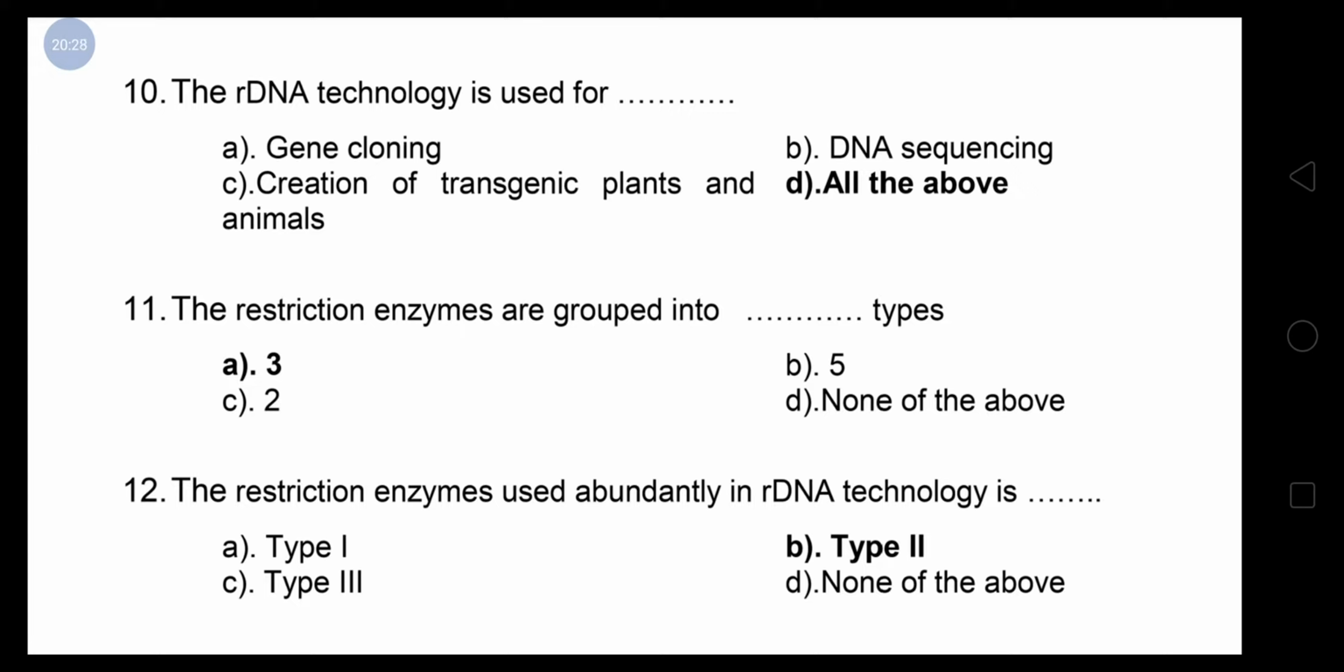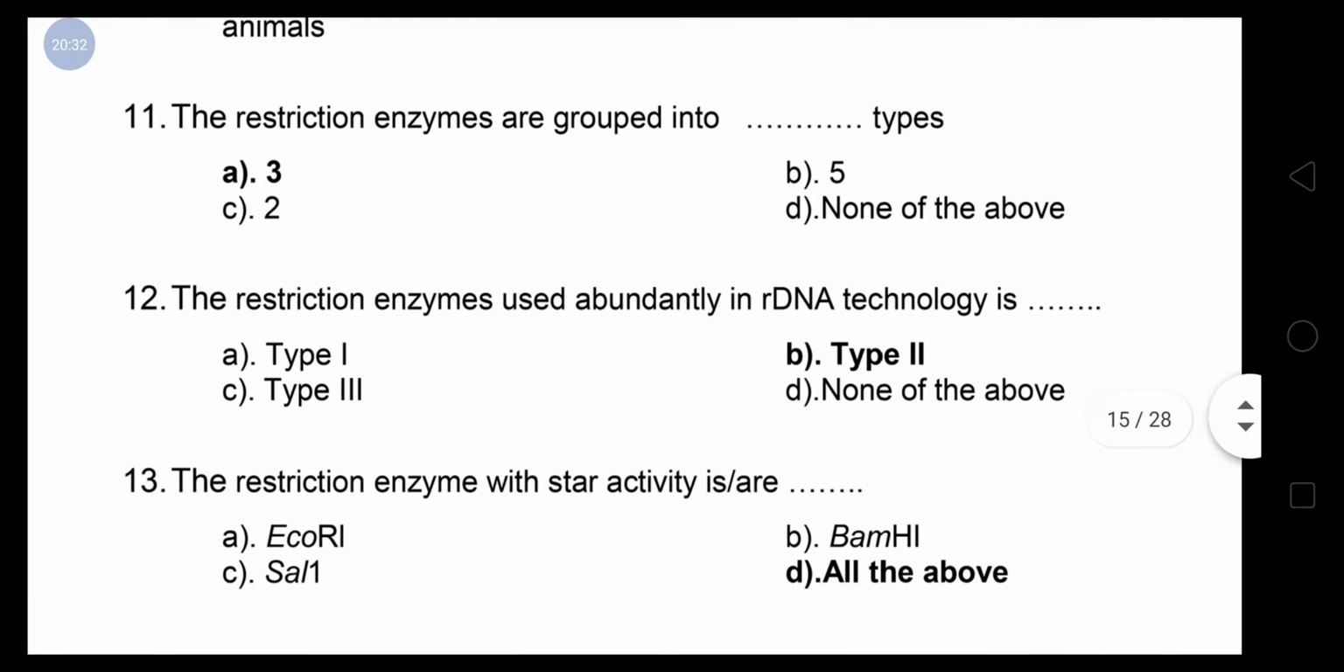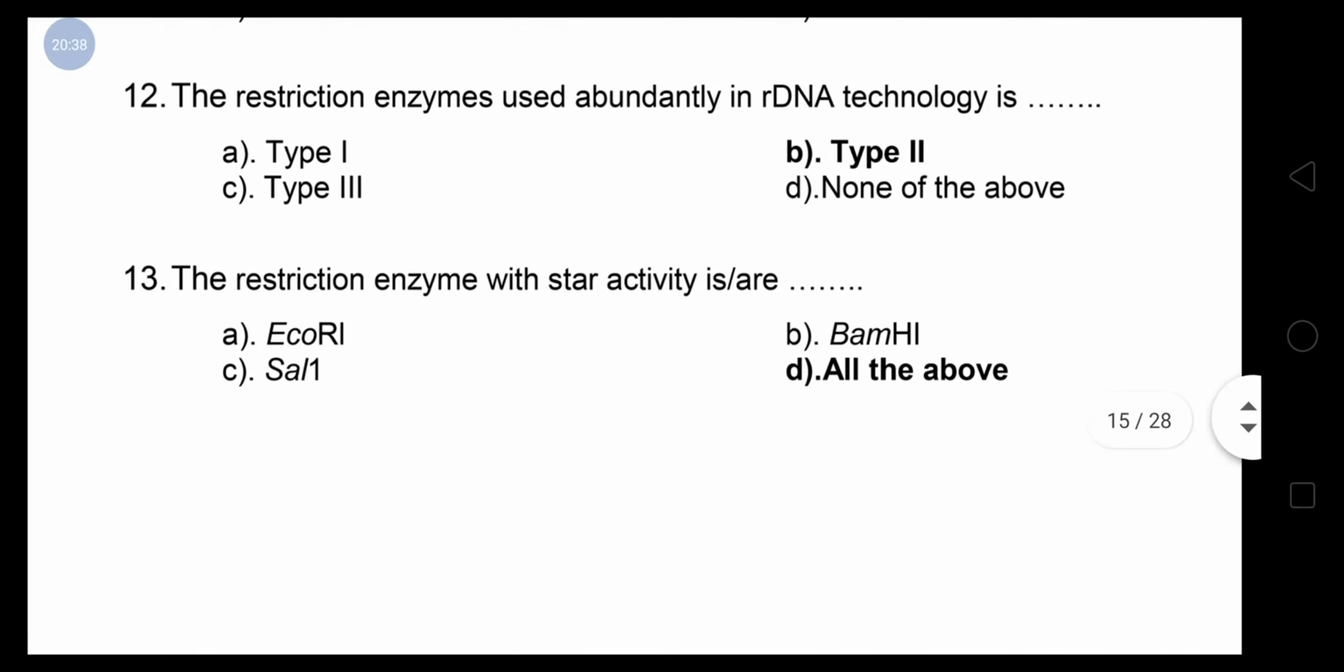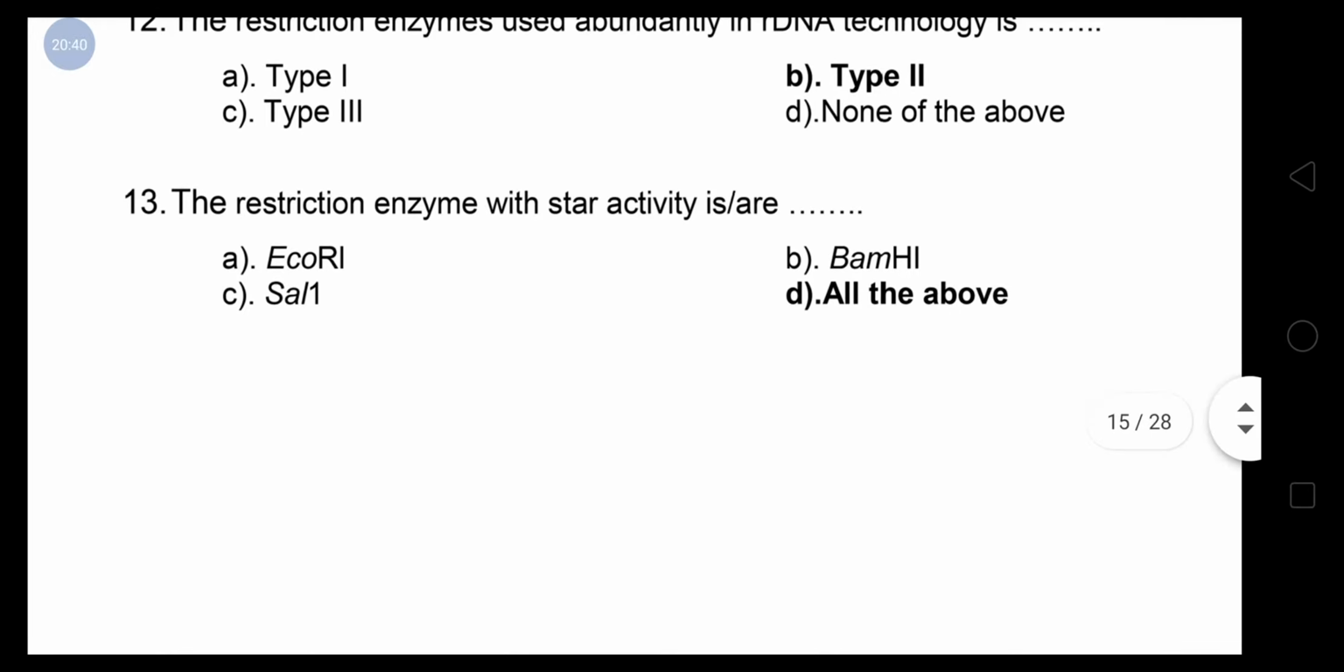The restriction enzymes are grouped into three types, type 1, type 2, type 3. The restriction enzyme used abundantly in rDNA technology is type 2 because that is sequence specific. Restriction enzymes with star activity are EcoRI, BamHI, then SalI.